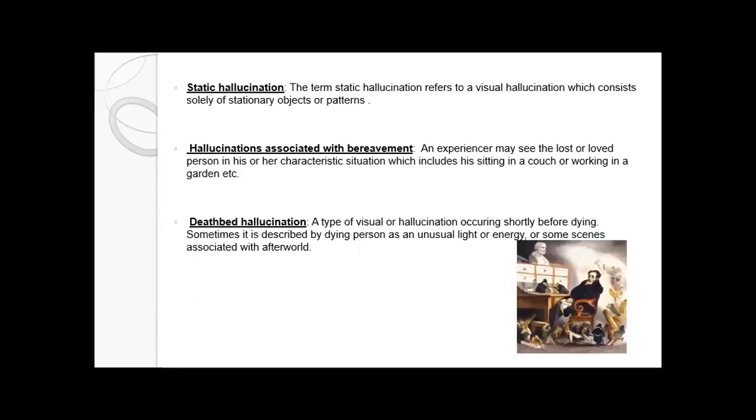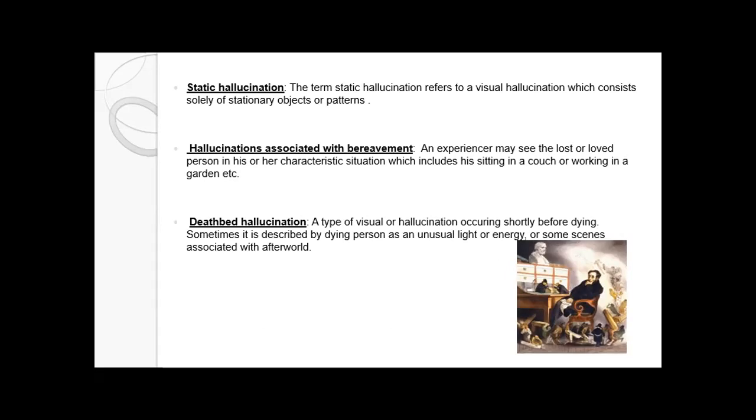Then there are static hallucinations. It refers to visual hallucination which consists solely of stationary objects or patterns. Then hallucination associated with bereavement. An experiencer may see a lost loved person in his or her characteristic situation, which includes him sitting on a couch or working in a garden, etc.